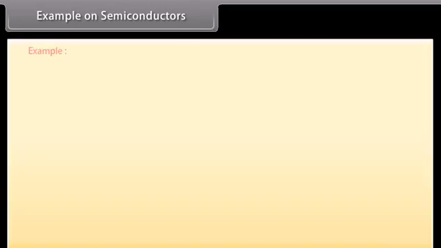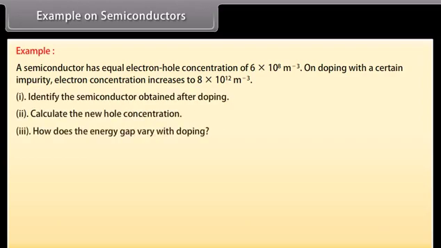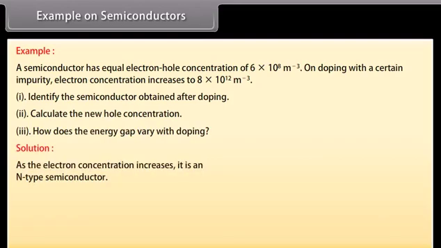Example on semiconductors. Let's take an example on semiconductors. A semiconductor has equal electron-hole concentration of 6 into 10 raised to the power 8 per meter cube. On doping with a certain impurity, electron concentration increases to 8 into 10 raised to the power 12 per meter cube. Let's see the solution. As the electron concentration increases, it is an n-type semiconductor.